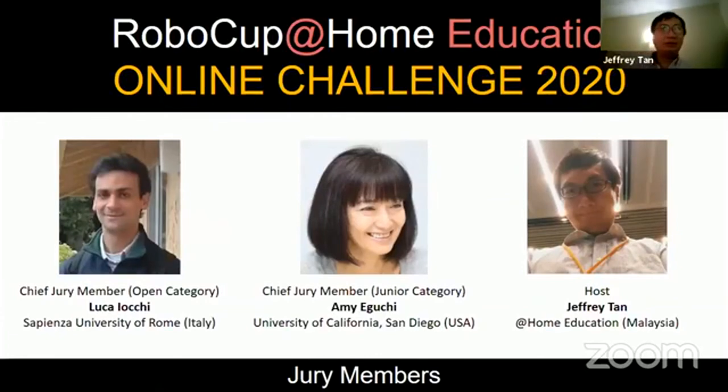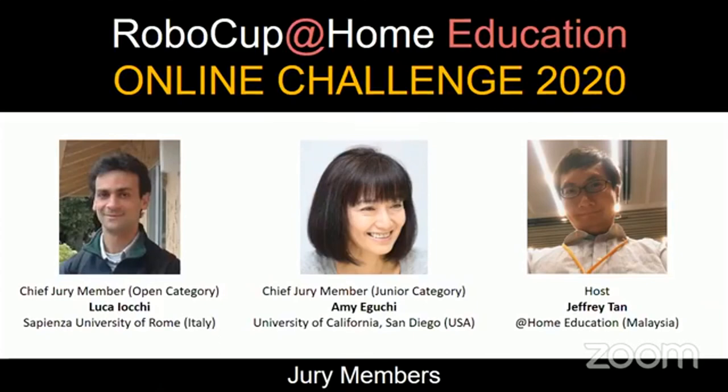Okay, so far I have introduced a lot. I've talked a lot also, so it's time for me to pass my mic to others to tell you more. I would like to invite our chief jury members for the open category and the junior category, Luca and Amy, to conduct this session after this. But I'm not sure if they are available. I guess Luca is not available now. But how about Amy? Amy, are you around? I'm sorry, I was distracted. What are you asking us to do?